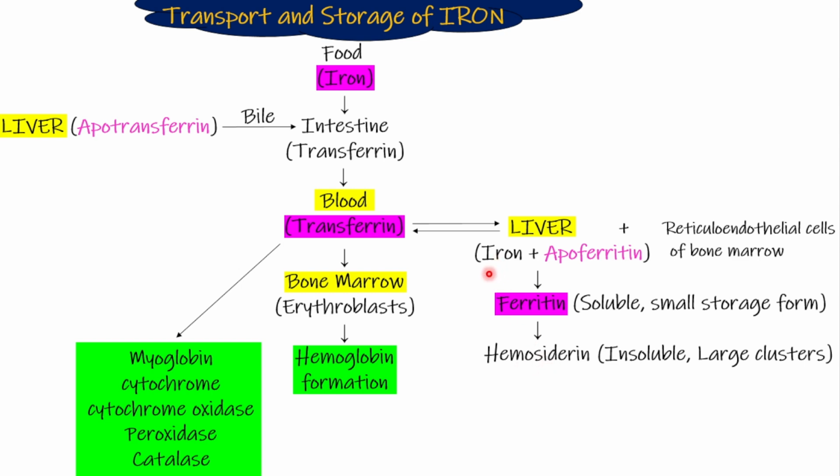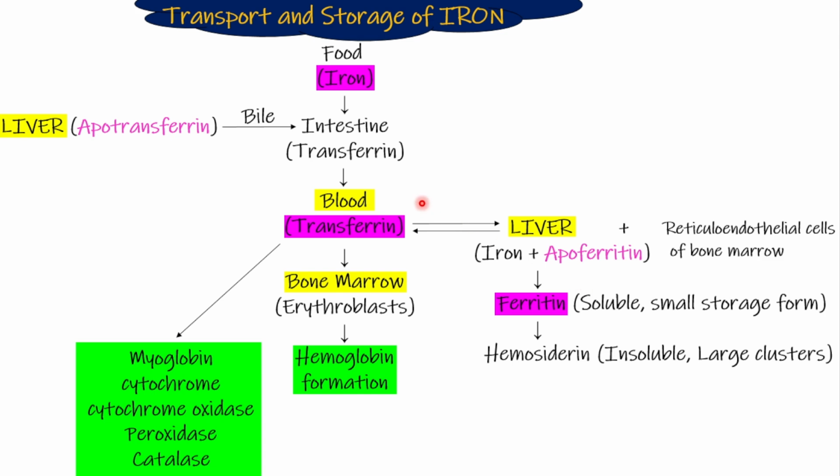Okay, now if we have an excessive amount of iron in the body, such that we have utilized all the apoferritin stores, ferritin has reached its maximum capacity of production. Now, this iron will be converted into another storage form, which is hemosiderin. Hemosiderin is pretty different from ferritin. Ferritin is a soluble form, whereas hemosiderin is an insoluble form. Ferritin is a small storage form, whereas hemosiderin has large clusters. It has such large clusters that it is visible under the microscope.